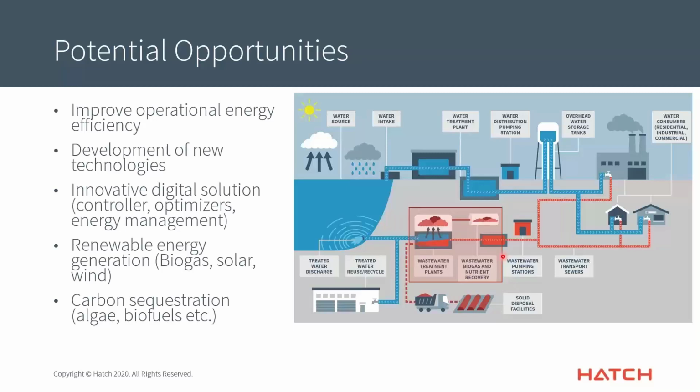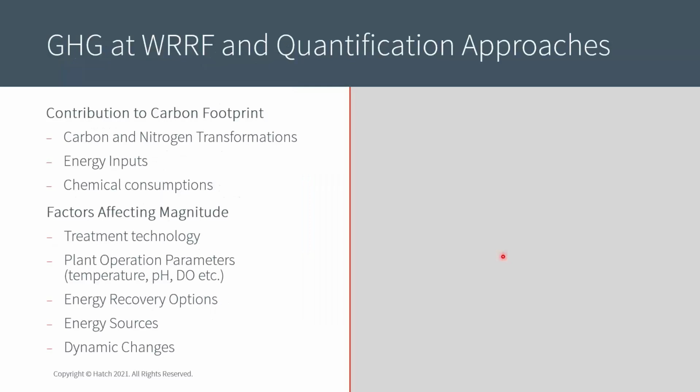So there are a number of potential opportunities, and the challenge typically that we face is how do we evaluate the impact of any of these technologies in a meaningful manner. Which brings us to the fact that there is a good amount of uncertainty with respect to the emissions that take place at the wastewater treatment plants. So we know that there are process emissions, there are carbon and nitrogen transformations that are taking place at the wastewater treatment plant, which are actually producing methane gas or the N2O. There are energy inputs and some chemical consumptions that are taking place, and they all contribute to carbon footprint.